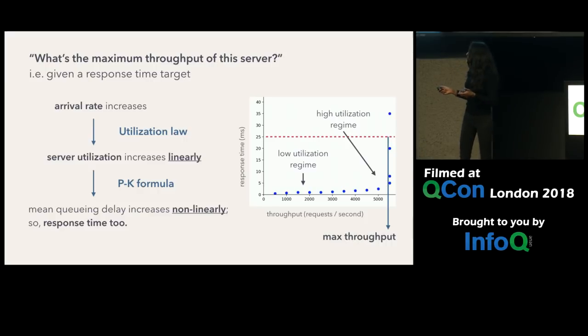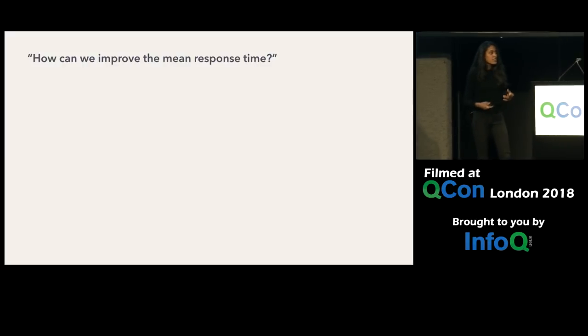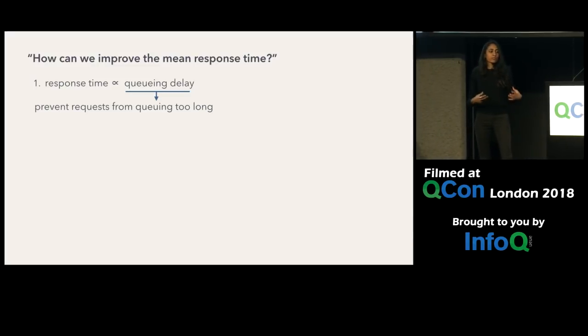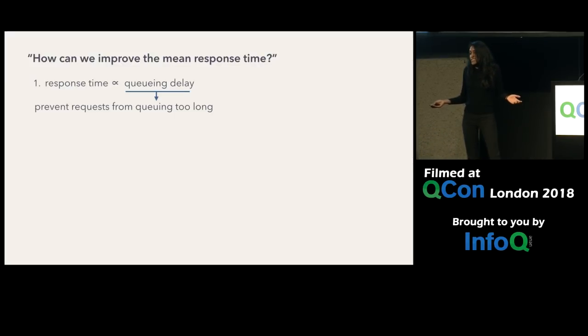Cool. So this answers our first question. Moving on to our second question, how can we improve the mean response time? Well, we just saw that response time depended on queuing delay, right? And we just saw that response time started to get bad when queuing delay increased. So here's an idea. What if we just prevent the queue from getting too long? That should take care of it, right?